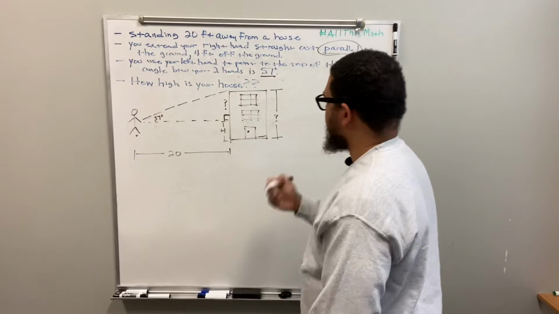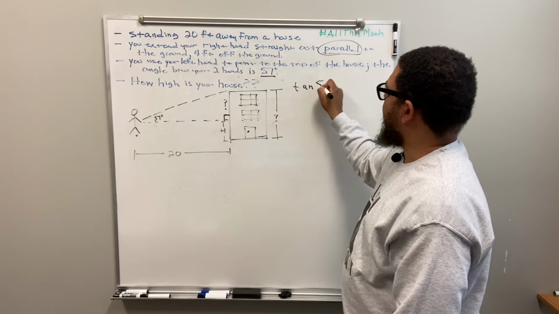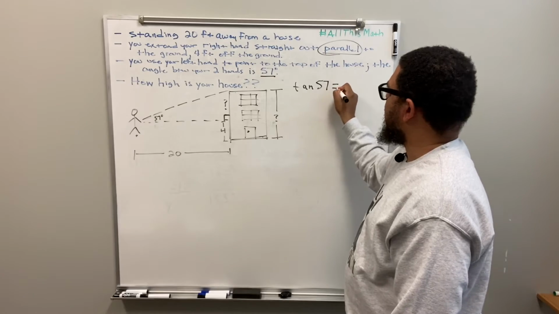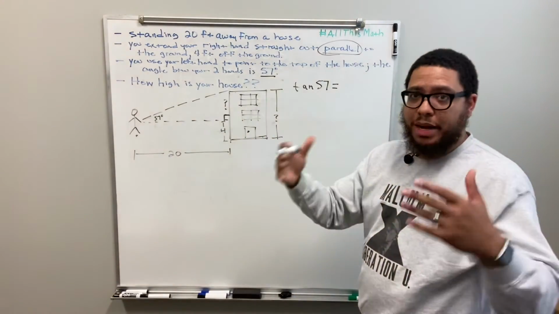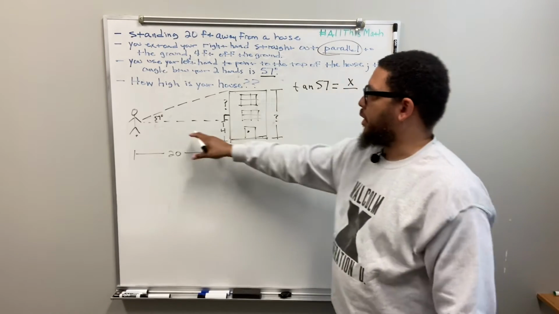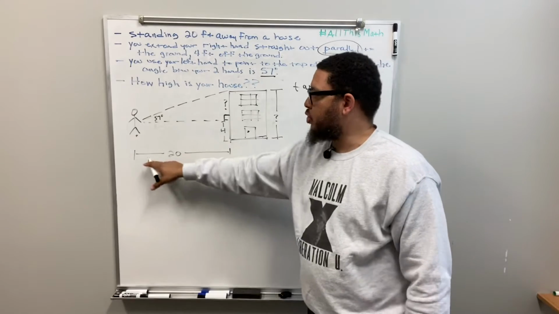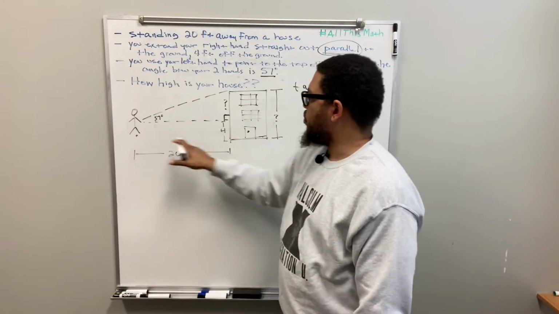So what I do is, I'm going to write this. You write tangent of the angle, tangent 57, equals the opposite side, which we don't know yet. We're about to figure it out. So that's x, we call that x, divided by the adjacent side, which we know is 20, because we read the problem. You're standing 20 feet away from the house. So that's you, that's the house.